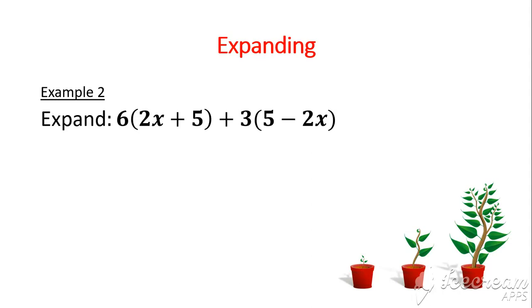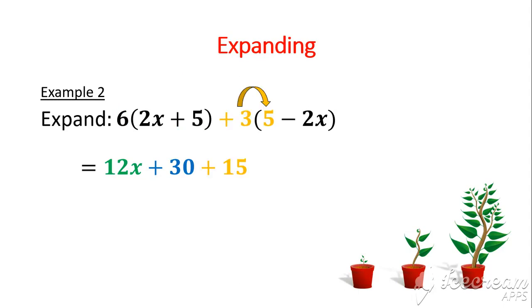All right, example 2, let's expand this function and then we're going to simplify it. So 6 bracket 2x plus 5 plus 3 times 5 minus 2x. So let's start. 6 times 2x is 12x. 6 times this positive 5 makes positive 30, so we're going to write down plus 30.